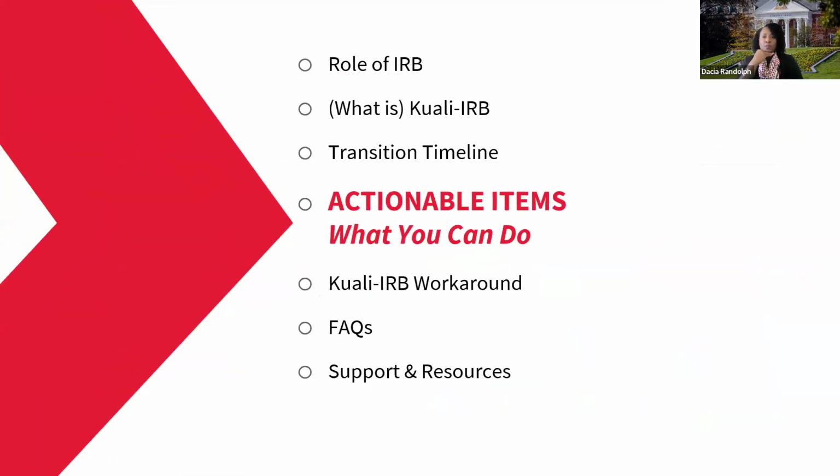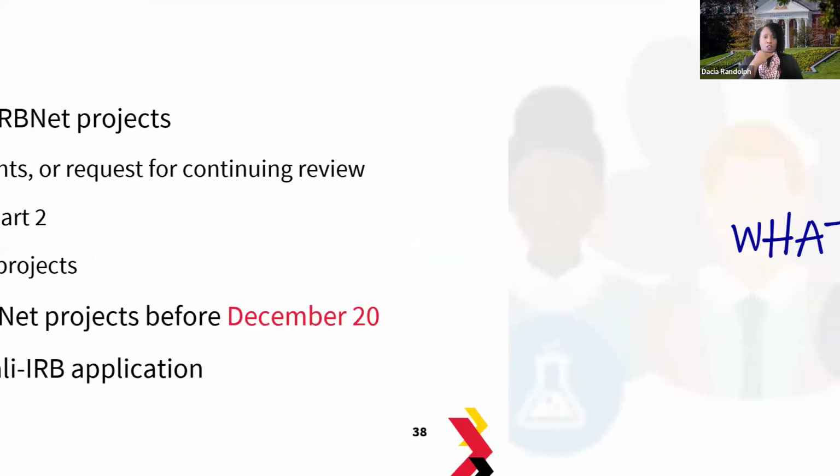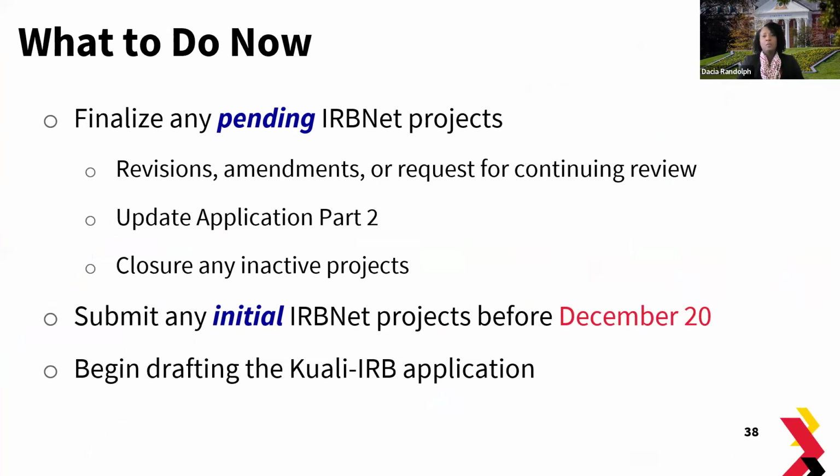All right, so here are some things you are encouraged to do now. So first and foremost, again, it is important to finalize any pending IRBNet projects today. Please don't wait until December if possible. But again, you do have the deadline of December 20th, but definitely encouraging you to do everything you can do now. So for instance, for revisions and amendments, you want to go ahead and send the IRB office an updated initial application part 2 form that indicates any changes, again, strongly encouraged before December 20th.